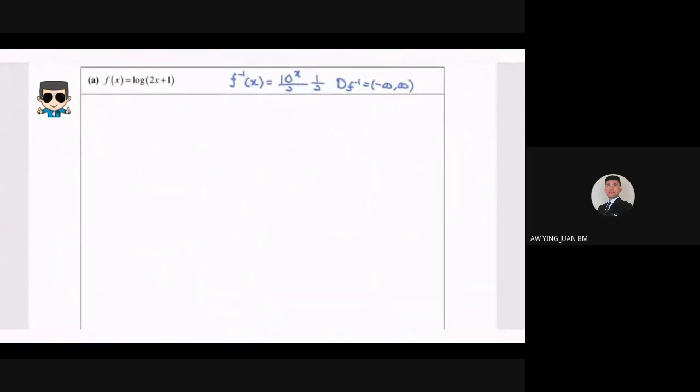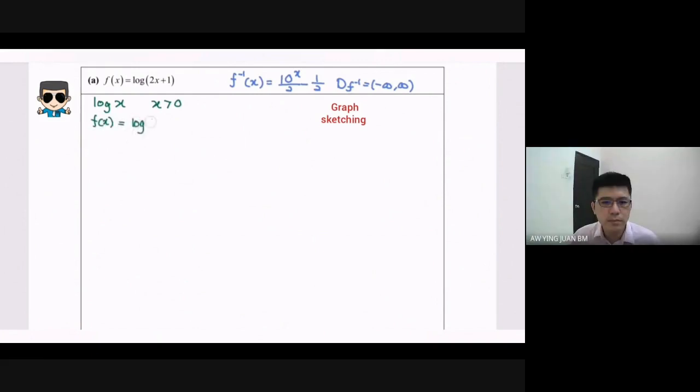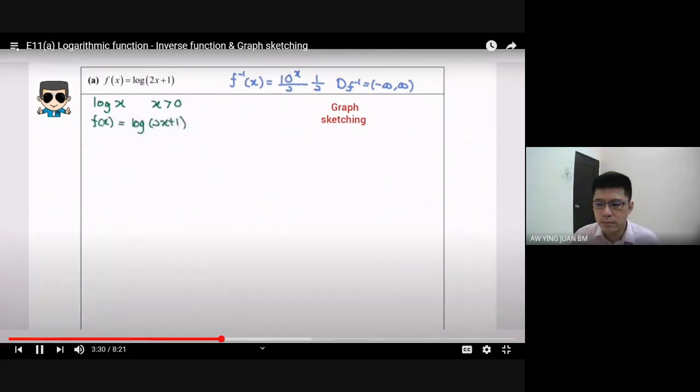Second task, I'm going to show how to sketch the graph. So given that this is a log function, so as we all know, log x, the domain for log function will be x greater than 0. So for this case, we have f(x) is equals to log base 10 of 2x plus 1. So sekarang kita nak sketch graph untuk log.